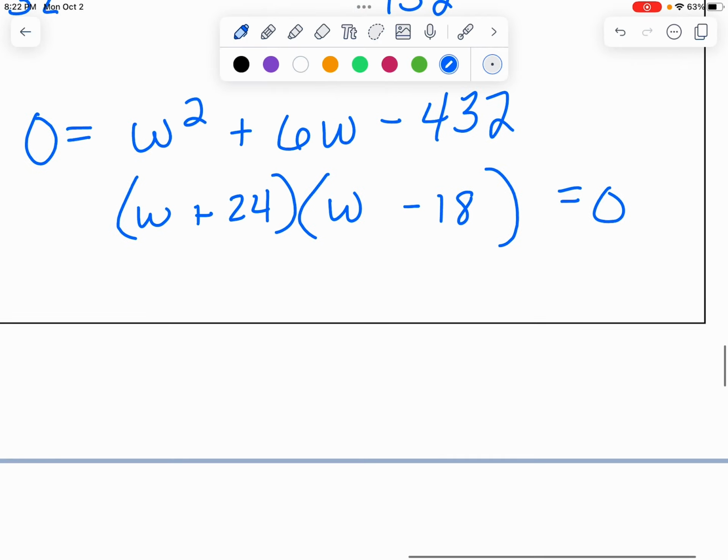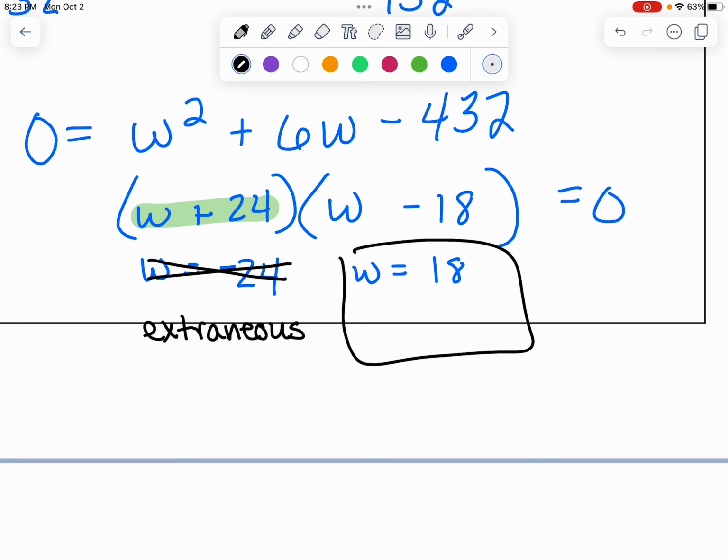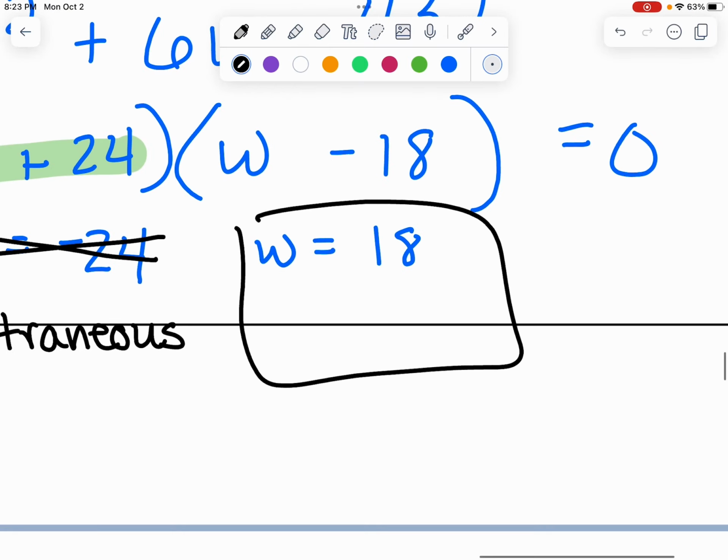Now, do you think I could skip and just say W equals negative 24? I think they can handle that. Do you understand why? Because you said equal to 0, and then you put the 24 on the other side. What would this one be? 18. Now, why is this what we call extraneous? Because you can't have a negative width. So the width must be 18 feet.